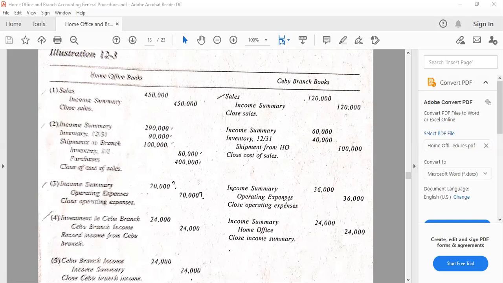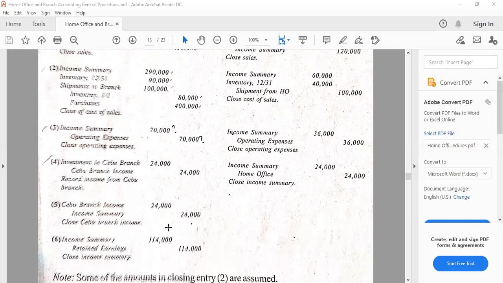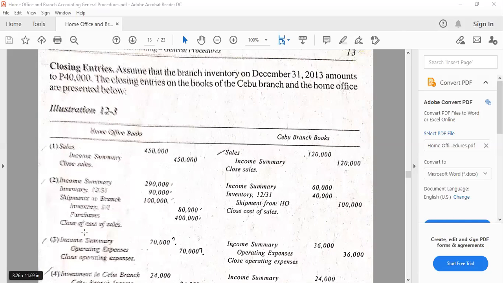So that represents the profit then to home office in branch books. Well, for the home office books, that's going to be an addition, the Cebu branch income. And then on the part of the home office's books, we are going to close the branch income to income summary because the other account titles have been closed already. And then we finally close income summary to retained earnings. Then the new term is accumulated profits and losses. All right, so those things.